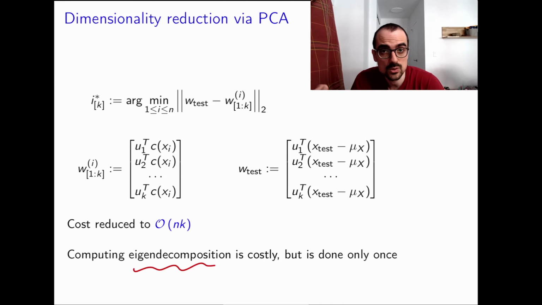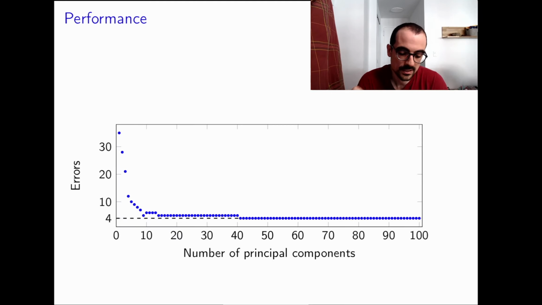What people do in practice is use ways of making this eigen decomposition less costly when you only want the first k principal components. A popular technique for that is randomized principal component analysis. I recommend that you check it out. Anyway, what happens when I do it on this example?